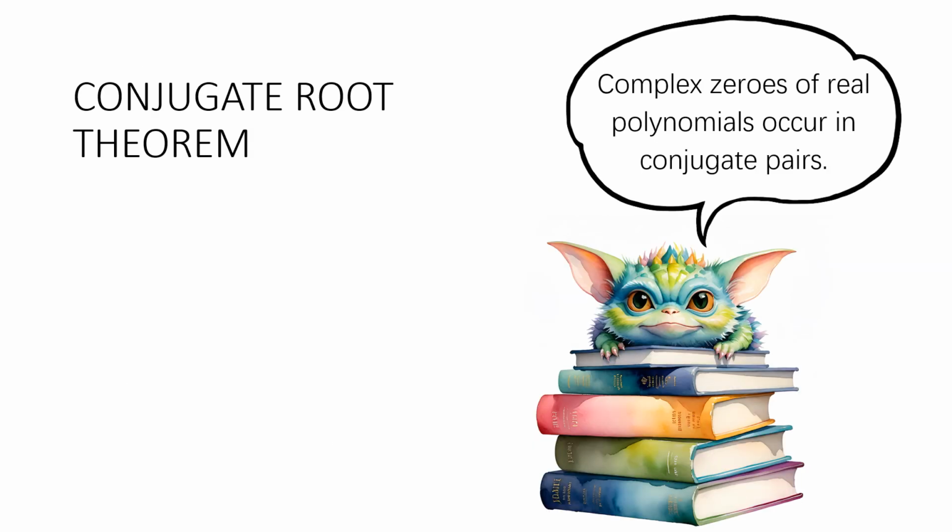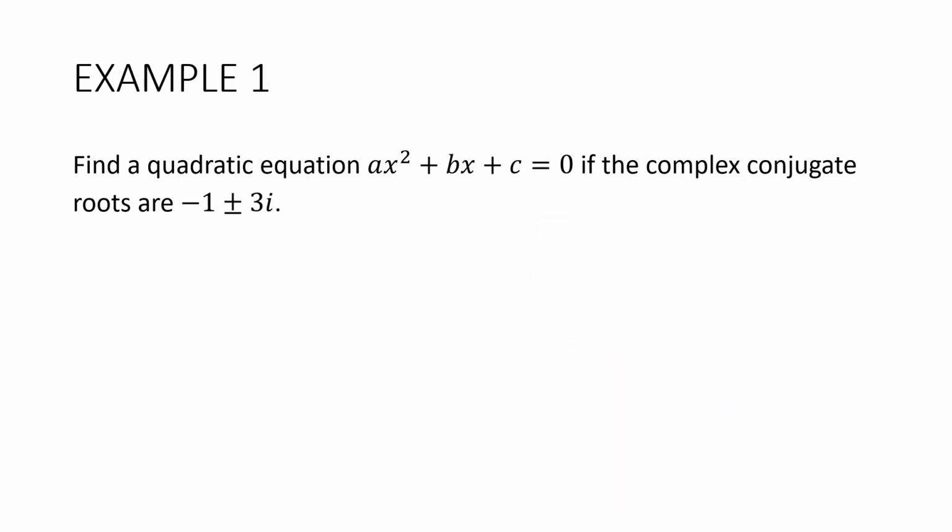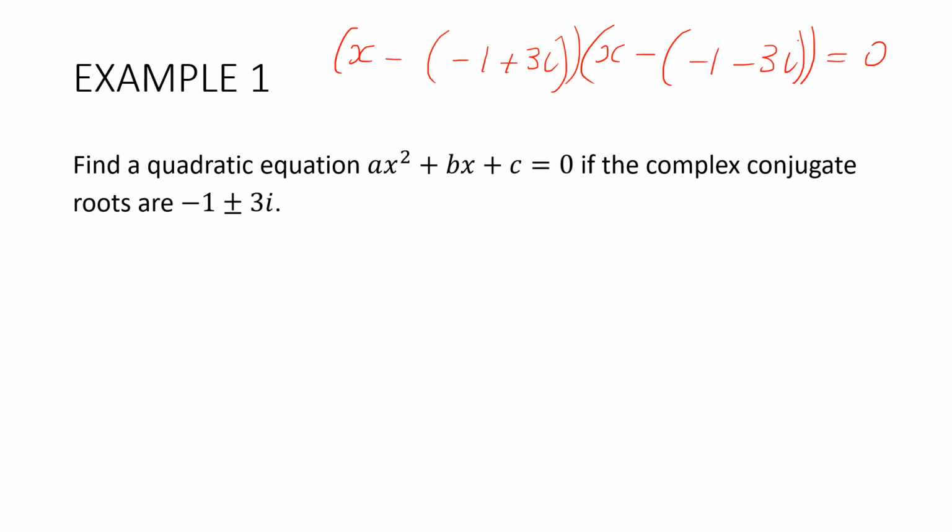And here's another theorem for you called the conjugate root theorem. Complex zeros of real polynomials occur in conjugate pairs. Example 1. Find a quadratic equation ax squared plus bx plus c equals 0 if the complex conjugate roots are -1 plus or minus 3i. Now you can do this. x take away -1 plus 3i in brackets, and then multiply that by x minus -1 minus 3i in brackets equals 0, and then expand it, and you'll get there.